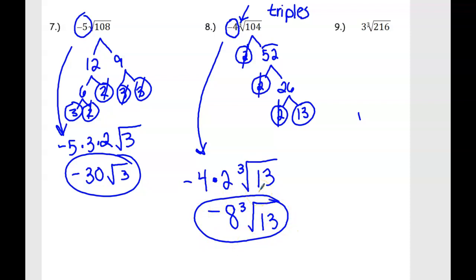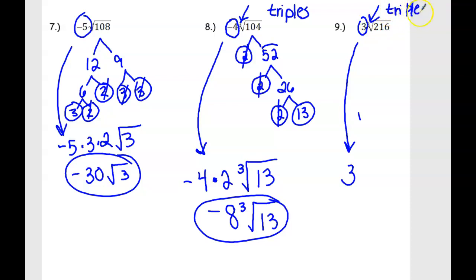Okay, so number 9 is similar to 8, so maybe you want to pause the video and try number 9, but I'm going to go ahead. I know I've got a 3 on the outside. I don't want to forget about it. I'm going to bring it down. Okay, this is again an index of 3, so I'm looking for my triples.